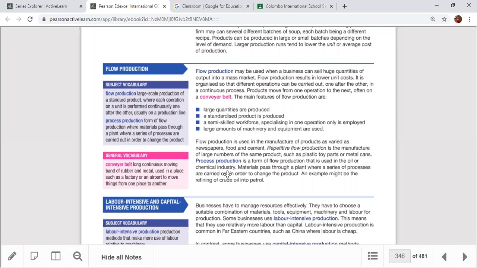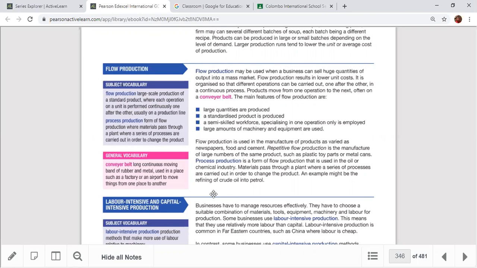Because it's process production. Sometimes in science and chemistry you might learn about oil, the distillation and everything. That's a process, right? So that's a form of flow production because it happens again and again. The materials pass through a plant where a series of processes are carried out in order to change the product. You can see it with crude oil, okay? Refining crude oil into petrol, diesel, super diesel, kerosene, tar, gas is a managed process. That is also a kind of flow production. Okay, so this is flow production.